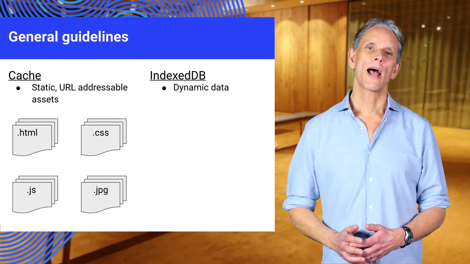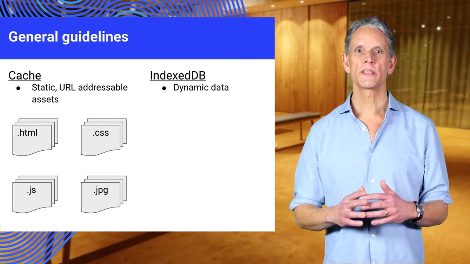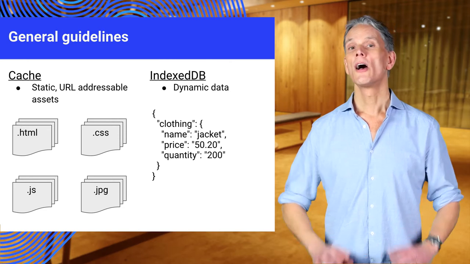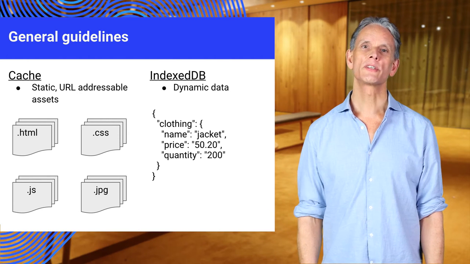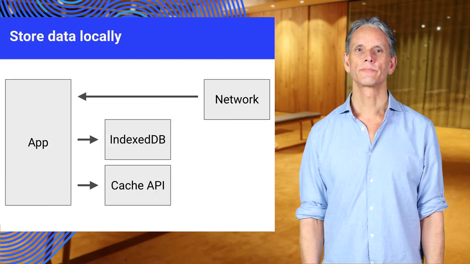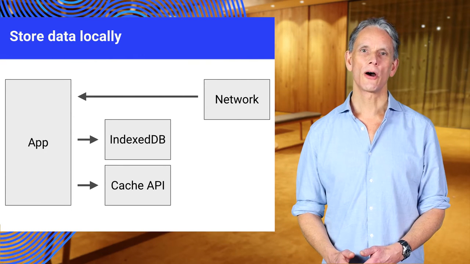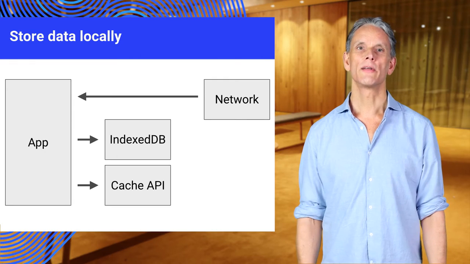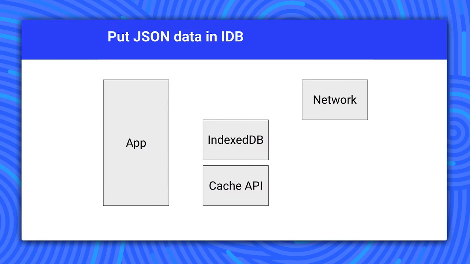For example, app shell resources, images, and style sheets should be stored in the cache. Dynamic JSON data should be stored in IndexedDB. Start by storing data locally. Here we're using the Cache API and the IndexedDB API, also known as IDB. Let's look at storing JSON data with IDB.